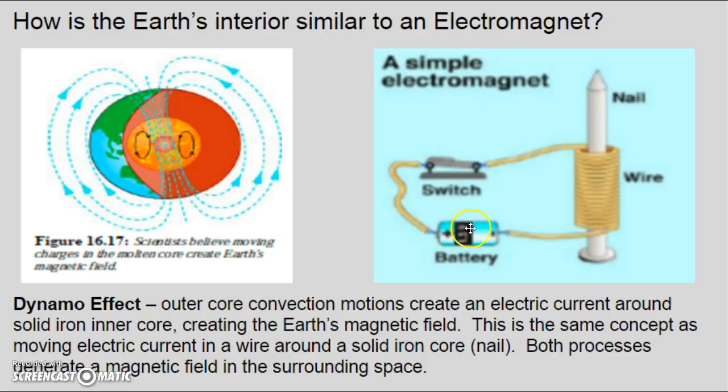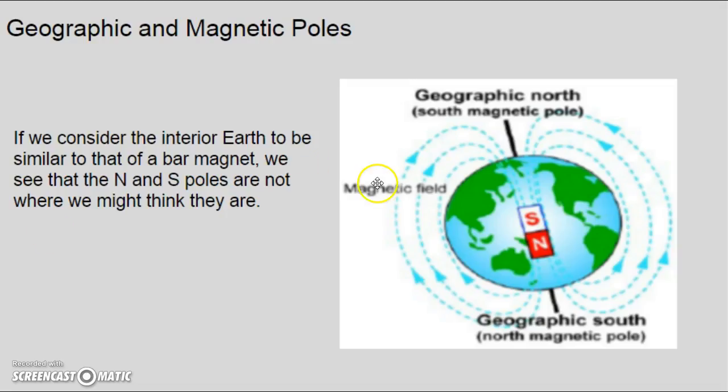If we push current, cathode to anode, I'm moving current around this wire. This would be my magnetic North Pole, and this would be my magnetic South Pole. Both processes generate a magnetic field in the surrounding space. But if we look at this, we will see that the geographic North Pole of Earth is actually located near the magnetic South Pole. If we look at the Earth as a bar magnet, the magnetic North Pole is actually near geographic South, and the magnetic South Pole is near the geographic North Pole. So we need to make sure we keep that in mind.